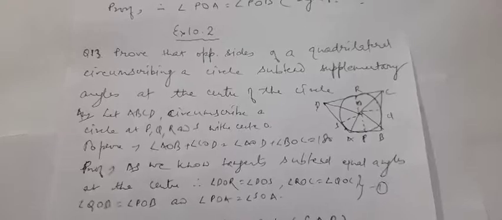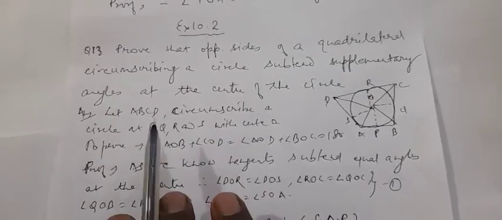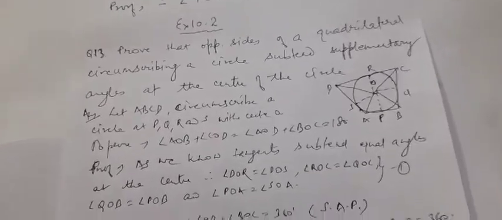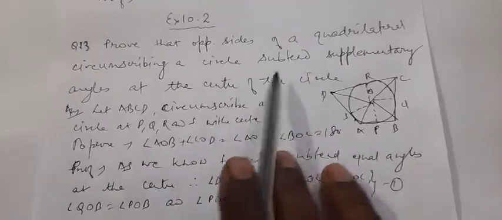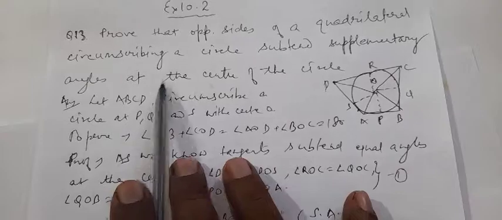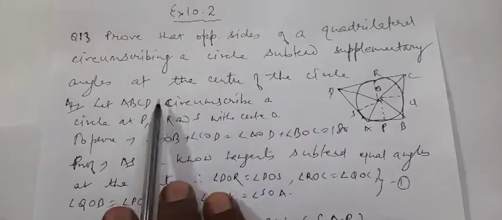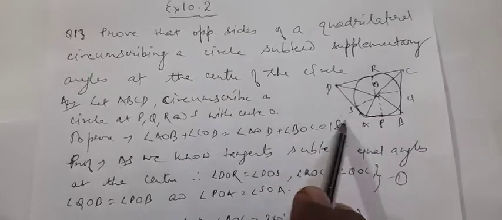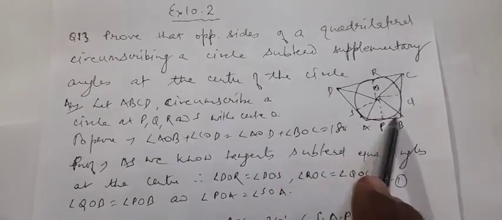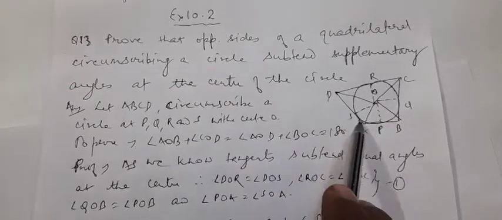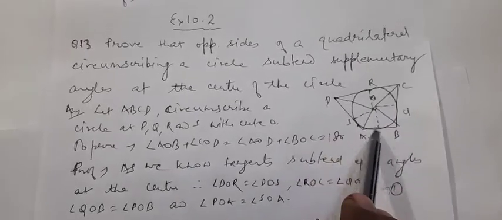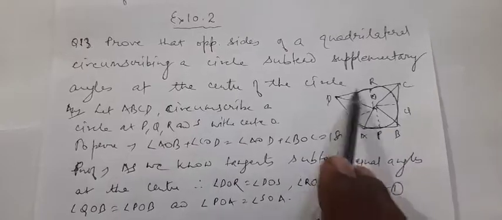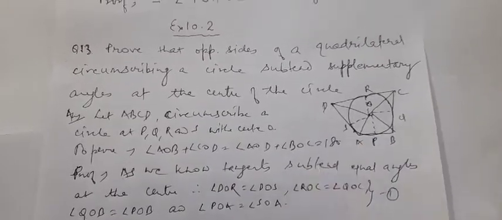Now, see question number 13, the last question, 'All well that ends well', of exercise 10.2. The question is: prove that opposite sides of a quadrilateral circumscribing a circle subtend supplementary angles at the center of the circle. Here we have a quadrilateral ABCD in which a circle is inscribed, touching the sides of the quadrilateral at P, Q, R, and S respectively.